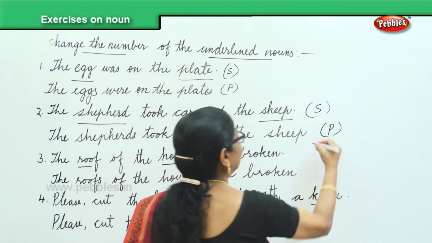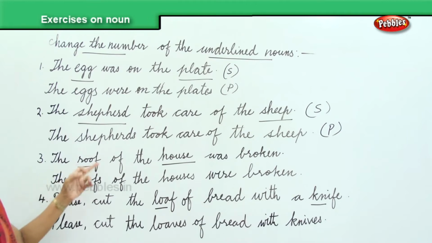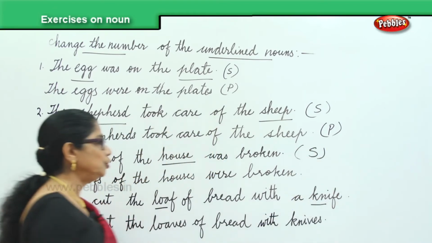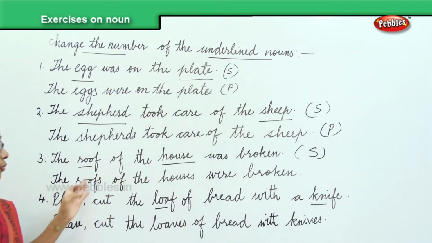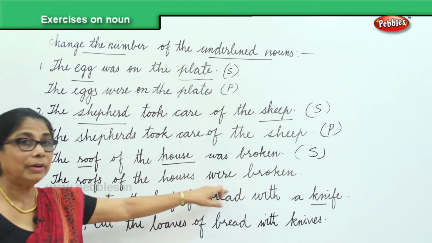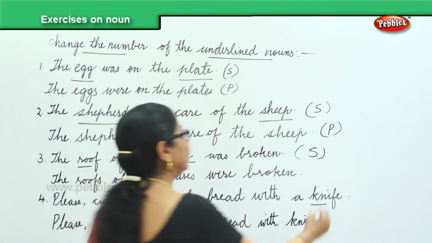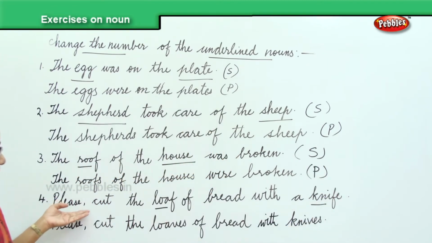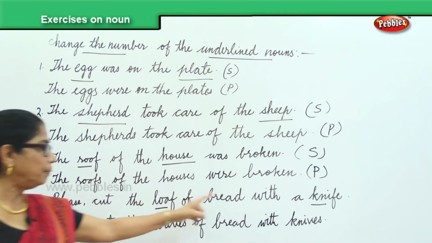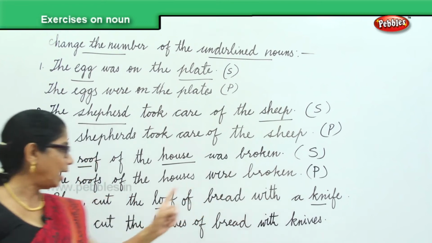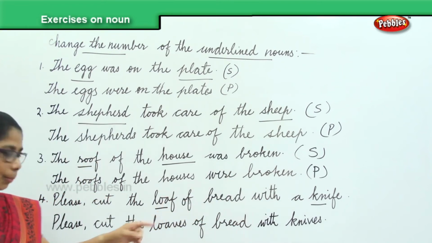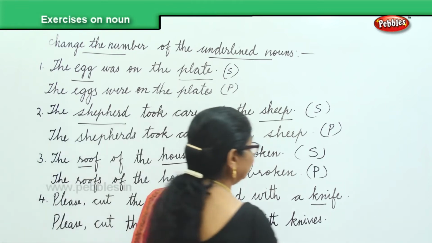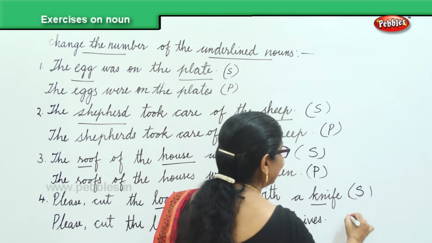That is plural form. Next we have, the roof of the house was broken. That's a singular form. And we change into plural. The roof becomes roofs of the houses. Verb changes. Were broken. And we got the plural form here. And the last one we have, please cut the loaf of bread with a knife. Knife and loaf need to be changed into plural. Please cut the loaves of bread with knives.